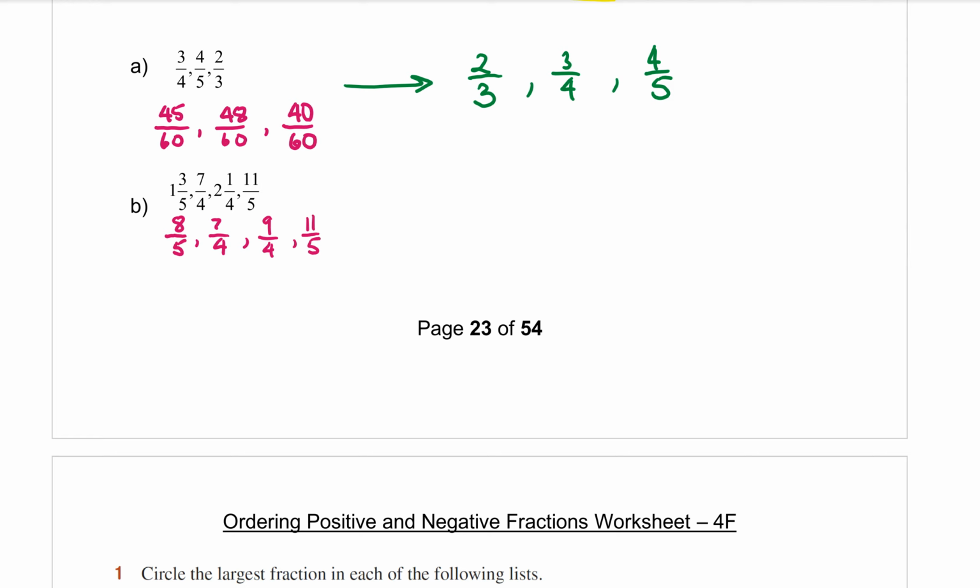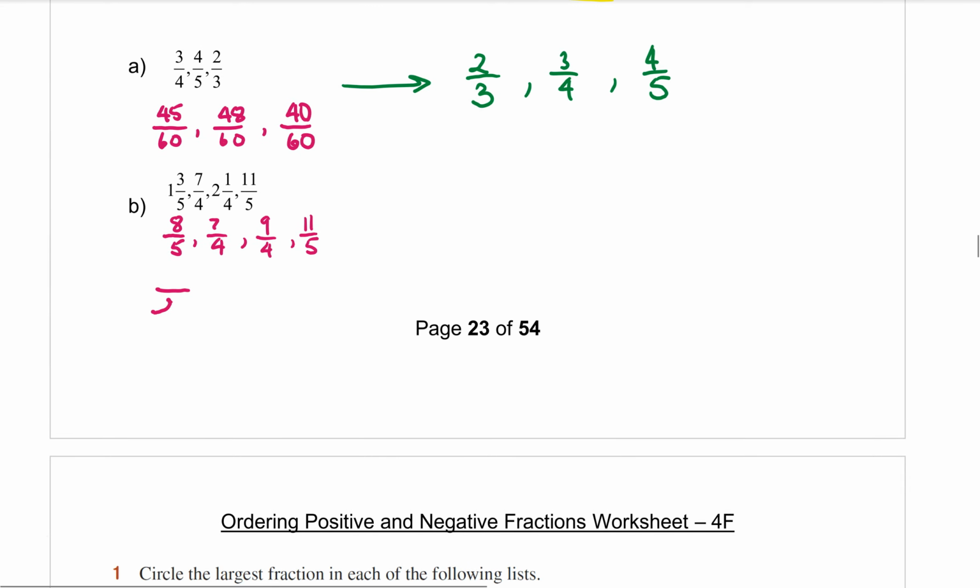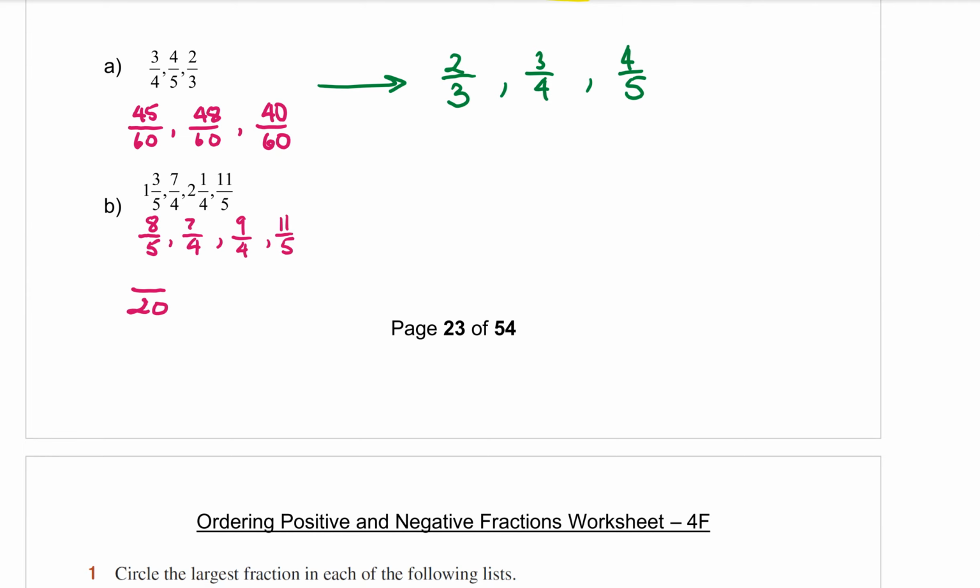Okay, now I want them all to have the same denominator so that I can compare them. Now I really only have 2 different denominators here, 4 and 5. So I don't need to multiply all of them. I don't need to go 4 times 5 times 4 times 5. I can just go 4 times 5 is 20 and make all of them denominators of 20. So keeping them all in the same order, denominators of 20.